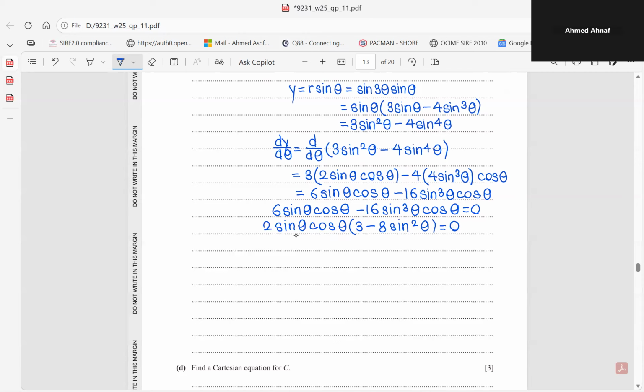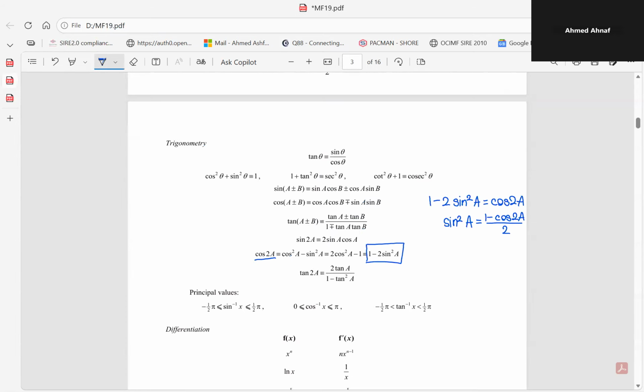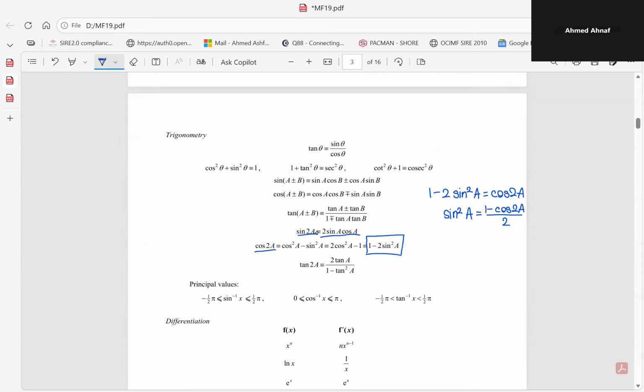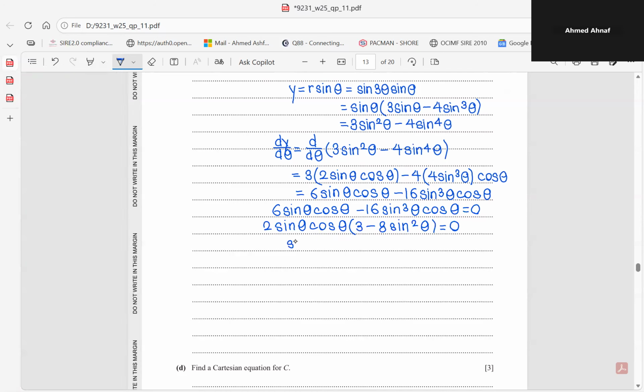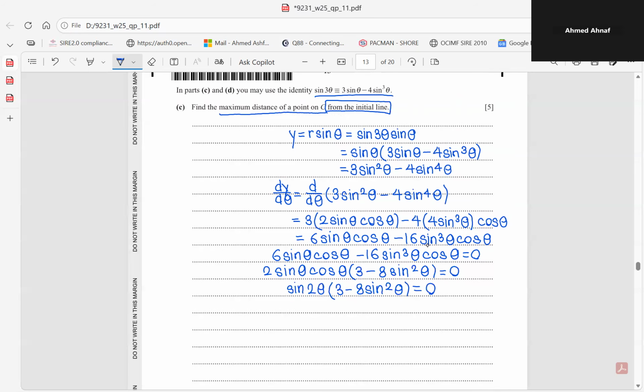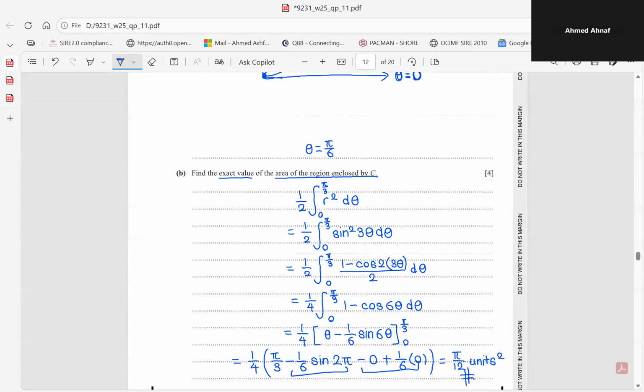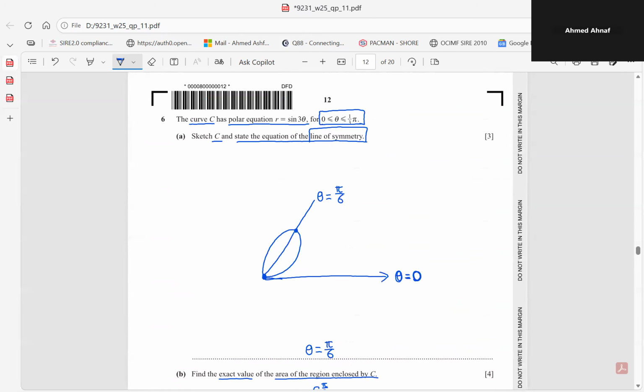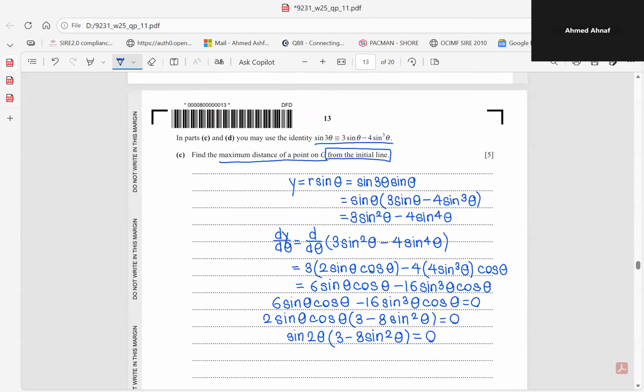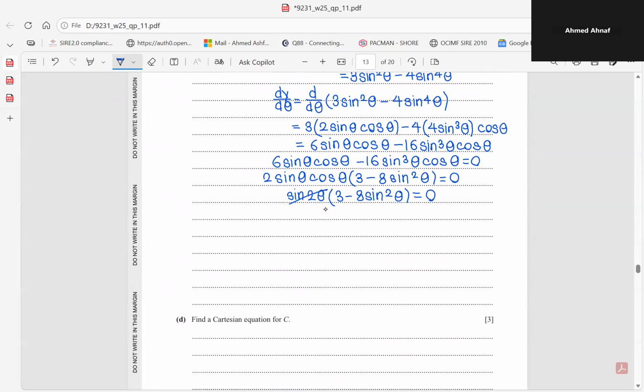Yeah, so you should know that 2 sine theta cos theta, if you go to your MF19, 2 sine A cos A is just sine 2A. So this is just sine 2 theta times 3 minus 8 sine square theta equals to 0. But we know that sine 2 theta cannot be equals to 0. If it is equals to 0, then theta has to be equal to pi over 2. And we know that theta cannot be pi over 2, like the maximum value is only pi over 3. So we can cancel that out.